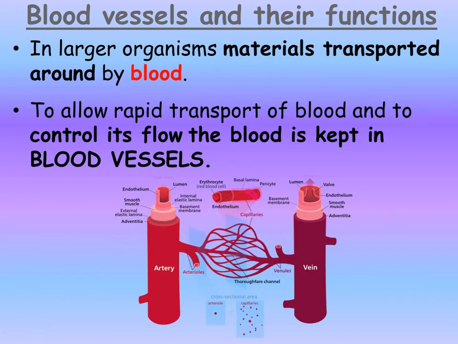In larger organisms, the materials are transported around by blood. To allow rapid transport of blood and to control the flow of blood, it is kept inside blood vessels. So you've got arteries, capillaries, and veins. But you've also got arterioles in between the arteries and the capillaries.